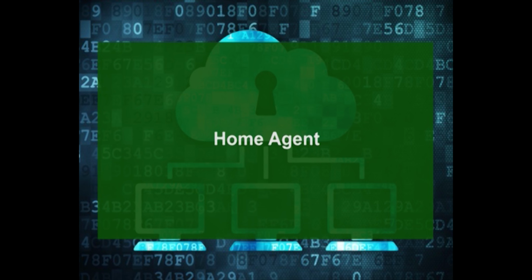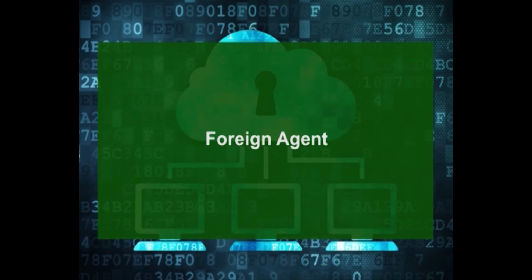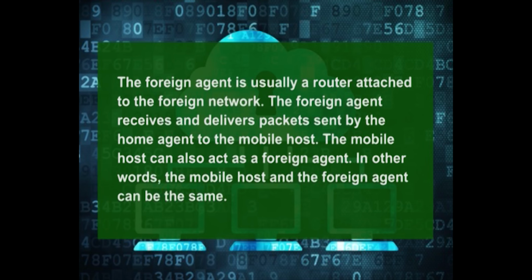Home agent. The home agent is usually a router attached to the home network of the mobile host. The home agent acts on behalf of the mobile host when a remote host sends a packet to the mobile host. The home agent receives the packet and sends it to the foreign agent. Foreign agent. The foreign agent is usually a router attached to the foreign network. The foreign agent receives and delivers packets sent by the home agent to the mobile host.